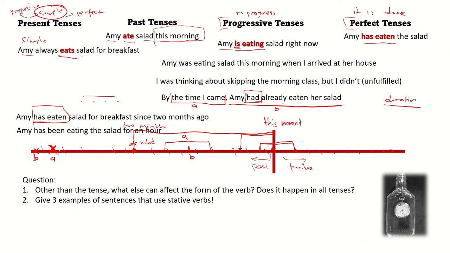So if you want to indicate two actions or two events that happen one after another, and you do not want to talk about exactly what time it happened, you just want to say that it had already happened when another action happened, it is better for you to use the past perfect tense.